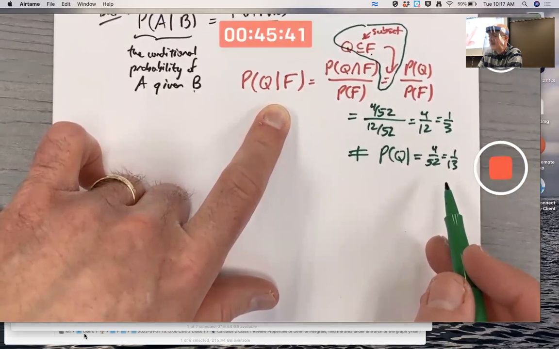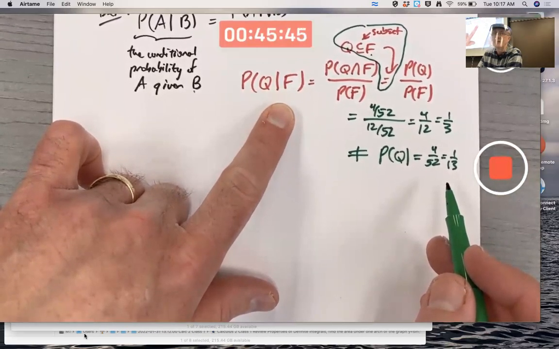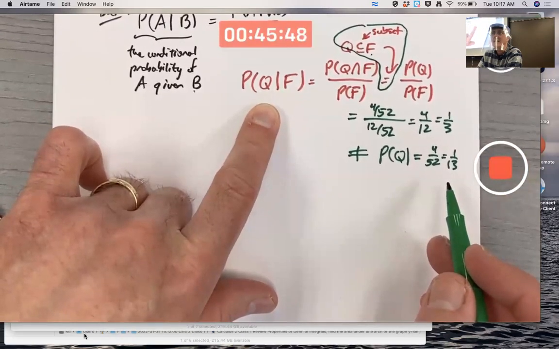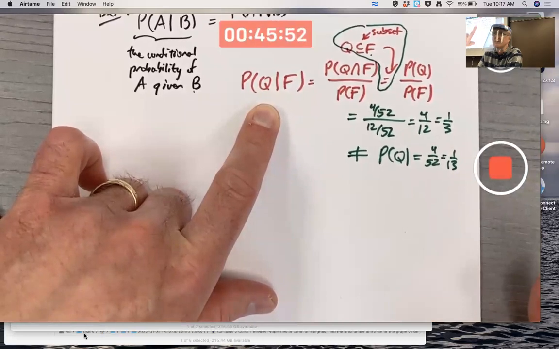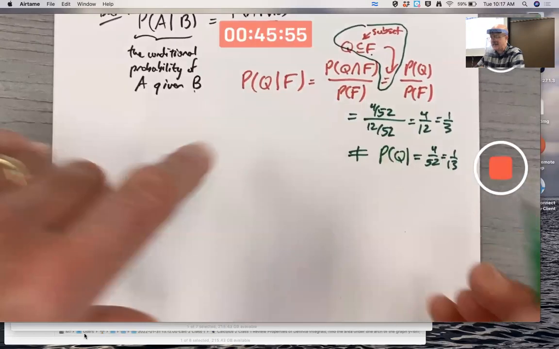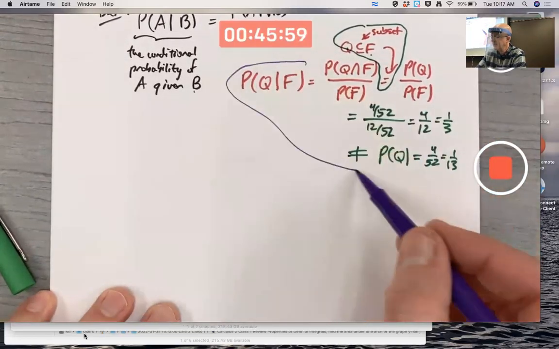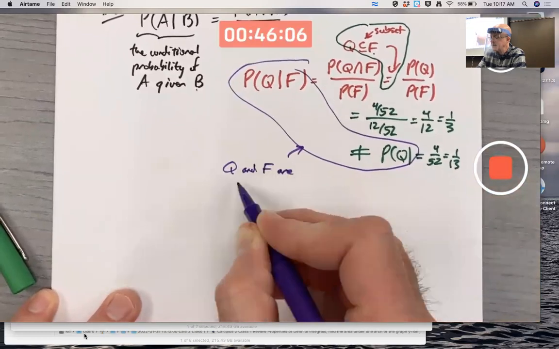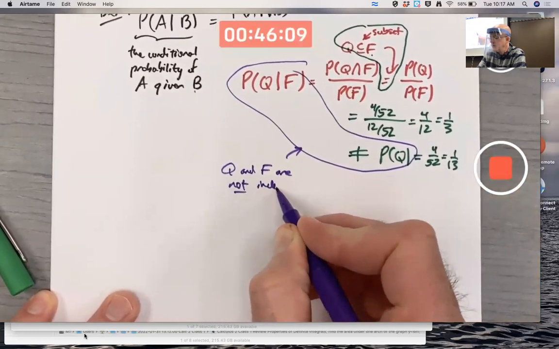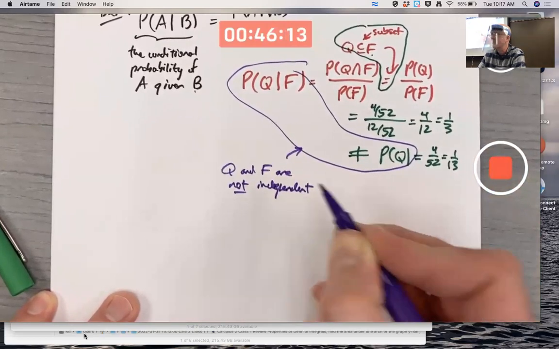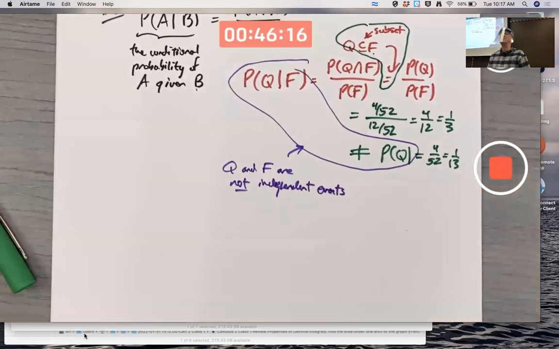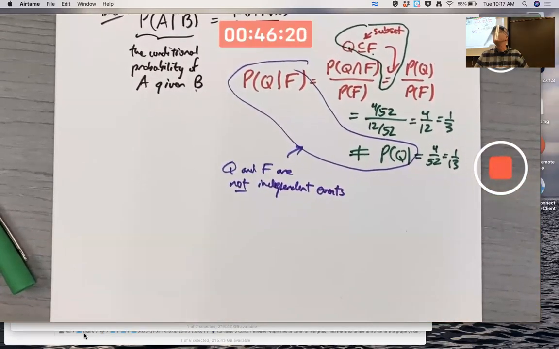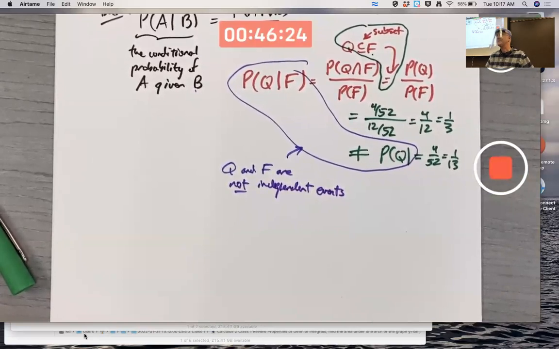They're related. Knowing that the card is a face card is information that tells you it's more likely to be a queen than if you didn't know it was a face card. The fact that you've got a not equal to here means Q and F are not independent. You could say dependent, but we usually say not independent events. They are related to each other. Most events as subsets of sample spaces are not independent. It's rare, if you randomly pick two events, that they will be independent.